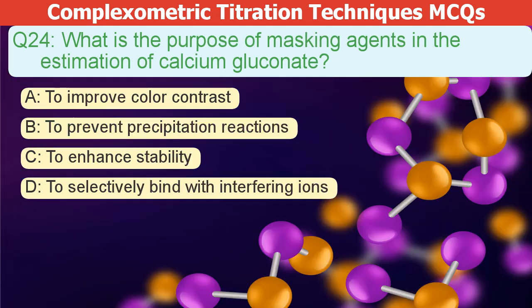What is the purpose of masking agents in the estimation of calcium gluconate? A. To improve color contrast. B. To prevent precipitation reactions. C. To enhance stability. D. To selectively bind with interfering ions.